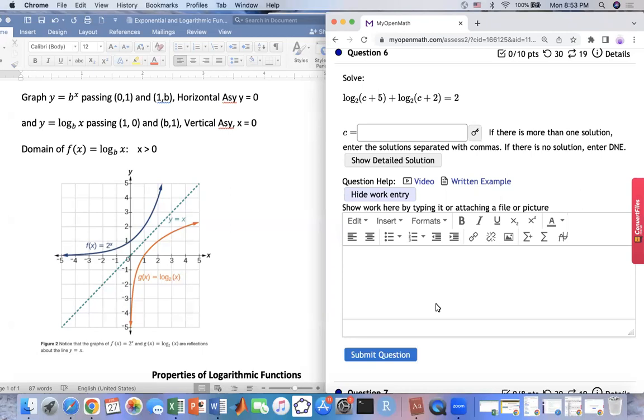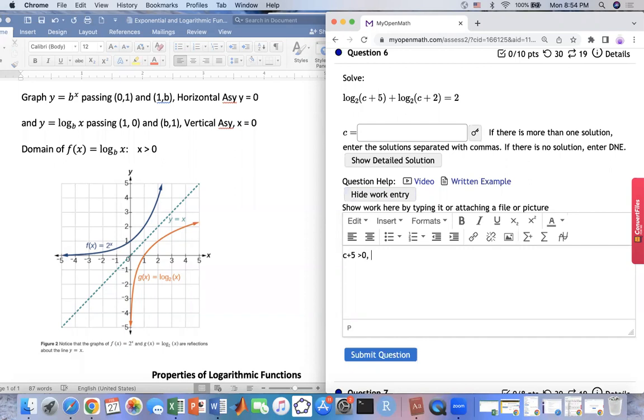Hello, in this video, we will learn how to solve a log equation like this one. Just remember that the domain of the log function means that whatever value comes after the log, you have to set it greater than 0 and then solve for it. Here we have two logs. First you write c + 5, and this has to be greater than 0.